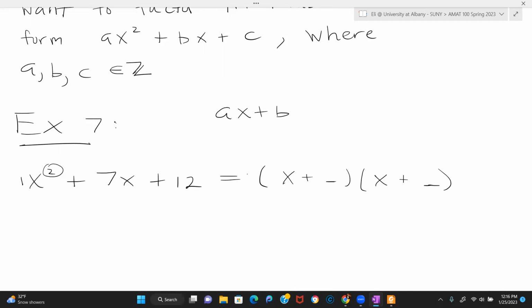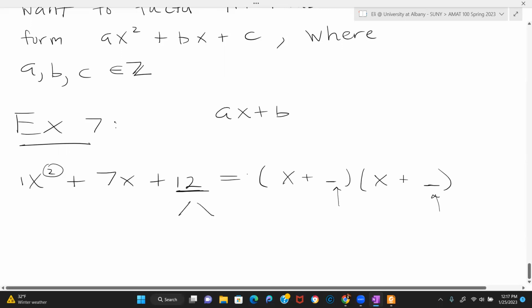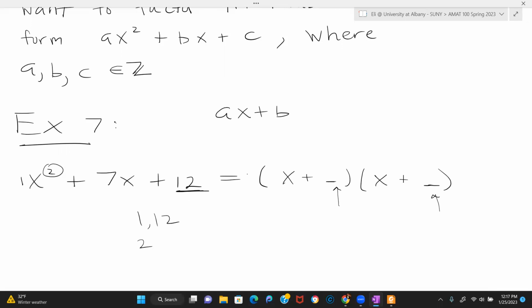So what do we know about these two blanks right here? Well, what we do know is that when you multiply them together, you need to get 12. So whatever numbers we put here, they have to be factors of 12. The best way to do it is to list all the factorizations of 12. There's 1 and 12, that's one factorization. There's 2 and 6, and 3 and 4.